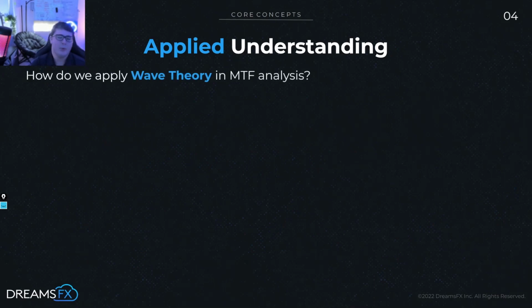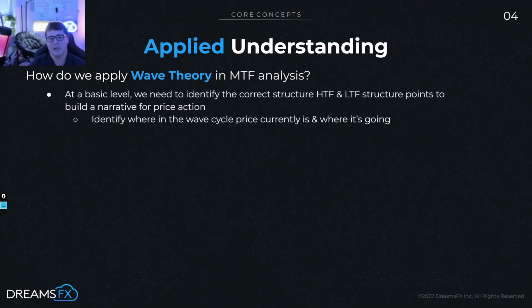So now that we understand a little bit about wave theory and multi-time frame structural analysis, how do we actually apply it? At a basic level, we need to identify the correct structure points to properly build this narrative that I'm speaking about. If you do not mark the right structural points for both the main and internal trend, you are going to be bound to lose from the start. And if you don't lose, it's a very big gamble. You always need to mark out both.